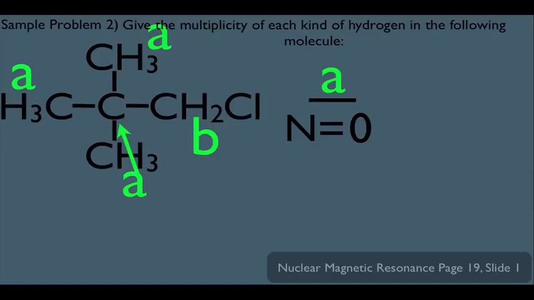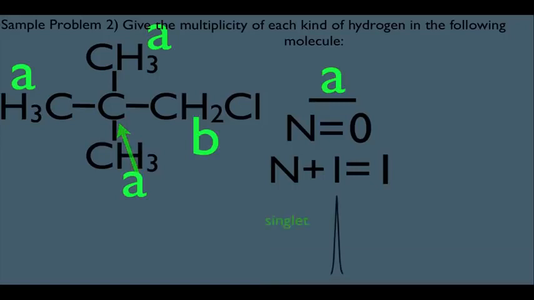Which follows, if you put it in the N plus 1 rule, 0 plus 1 is just 1, which means we should expect to see the A signal as a singlet. It therefore is not going to be split. We'll see this often in other examples. Now let's investigate the B-type hydrogens. What is their N value?